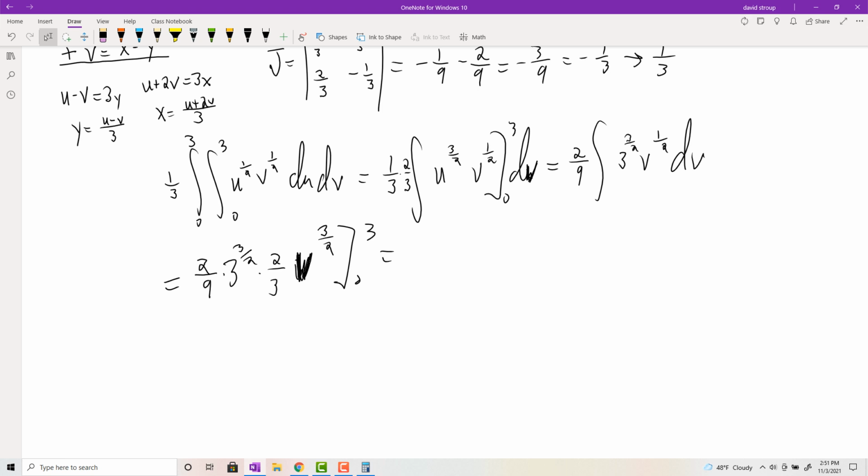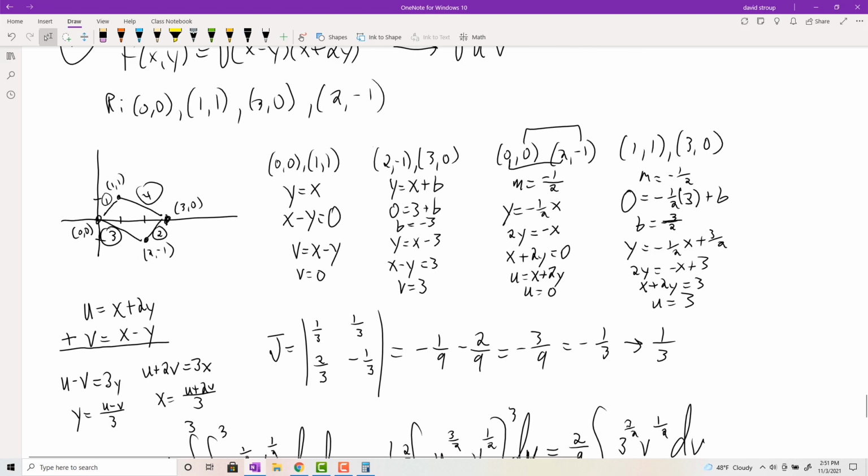So this would be 4/27 times 3 to the 3/2 times 3 to the 3/2 minus 0. And then that would be 4/27 times 3 to the 6/2, which is 3 cubed. 27 is just 3 cubed, so these guys cancel and you get 4. Okay. Alright, so that will do it.